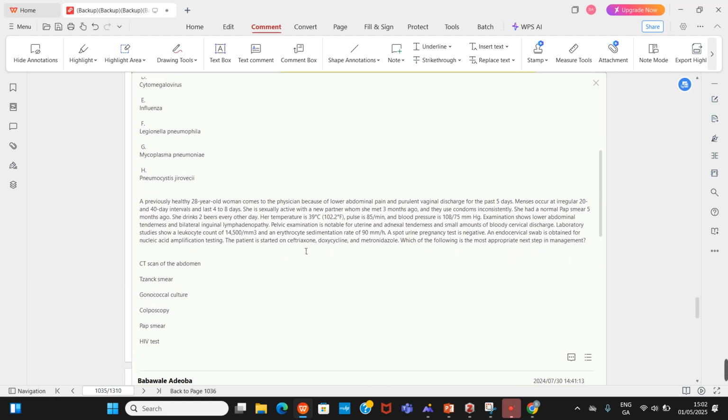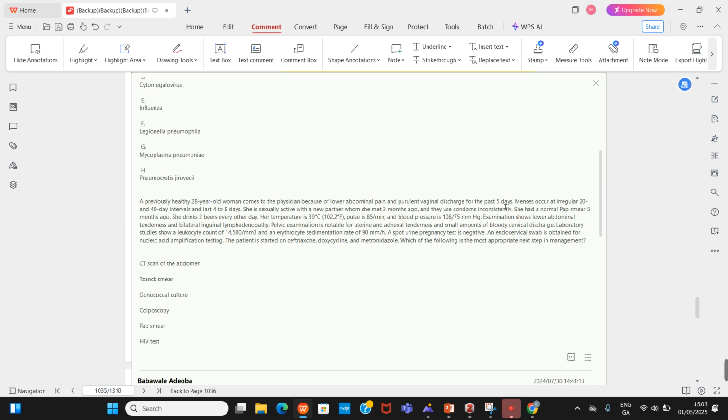Okay. So a previously healthy 28-year-old woman comes to the physician because of low abdominal pain and prolonged vaginal discharge for the past 5 days. Menses occur at irregular 20 to 40 day intervals and last 4 to 8 days. She's sexually active with a new partner whom she met 3 months ago, and they use condoms inconsistently. She had a normal Pap smear 5 months ago. She drinks 2 beers every other day.